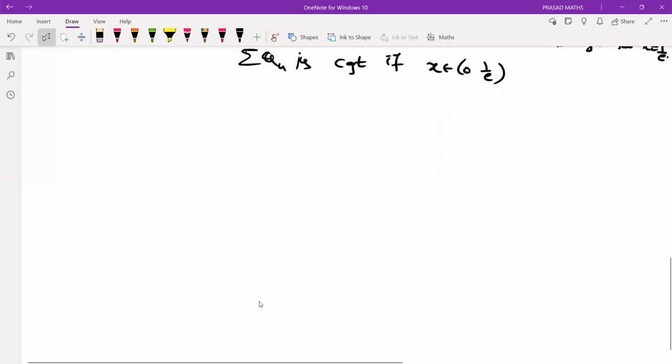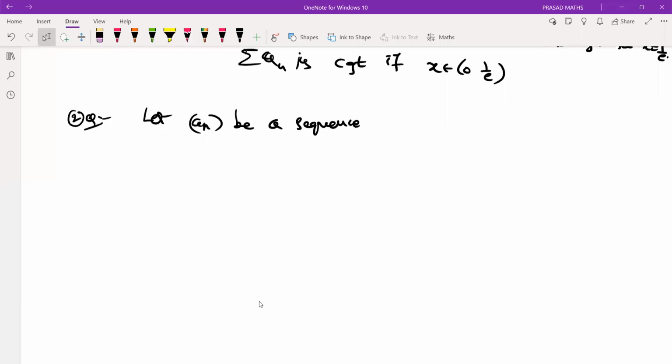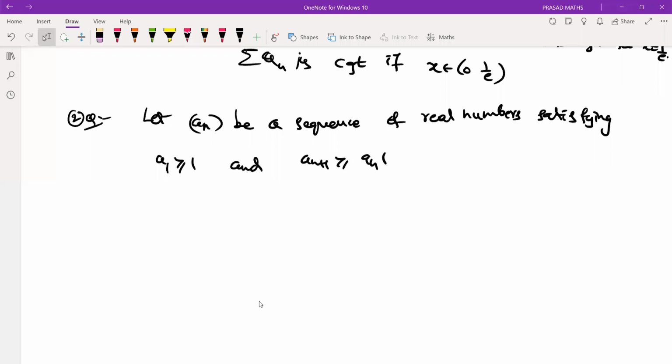Next is, suppose let a_n be a sequence of real numbers satisfying the property such that a1 bigger than or equal to 1 and a_(n+1) bigger than or equal to a_n plus 1 for all n, then which of the following is true?